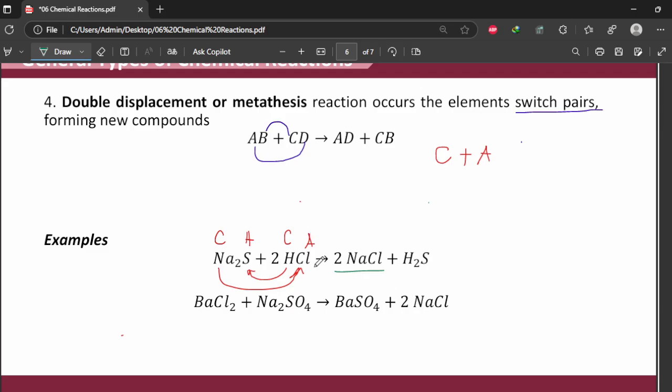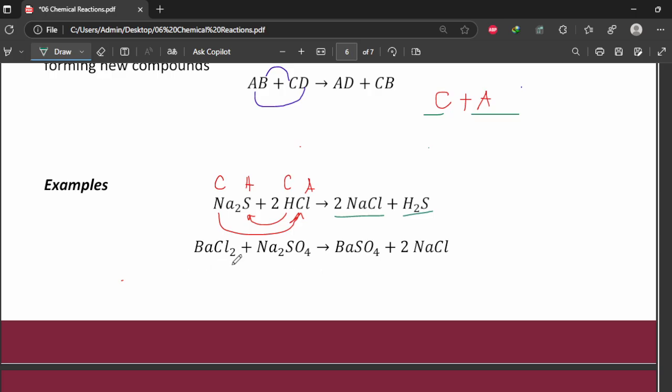and then H2S. Mapapansin nyo, hindi si sulfur yung nauna kahit siya yung nasa unang compound because sulfur is an anion. So, tatandaan natin na it's always going to be cation first before anion. So, hydrogen first and then sulfur. That's the reason why we were able to form hydrogen sulfide. So, let's look at the next example.